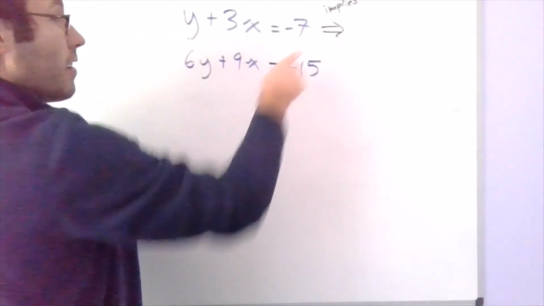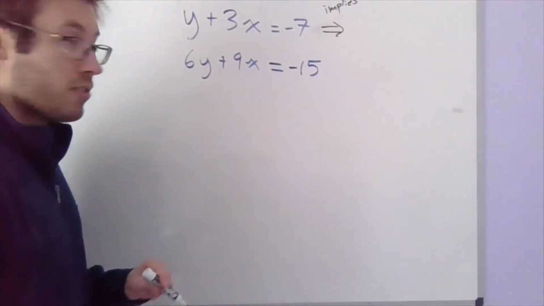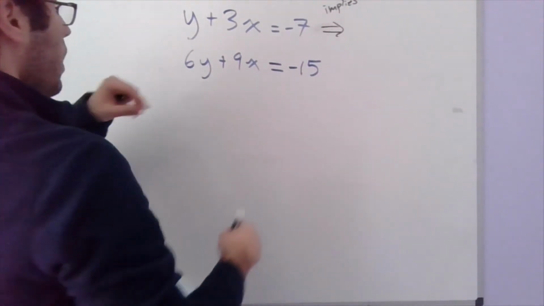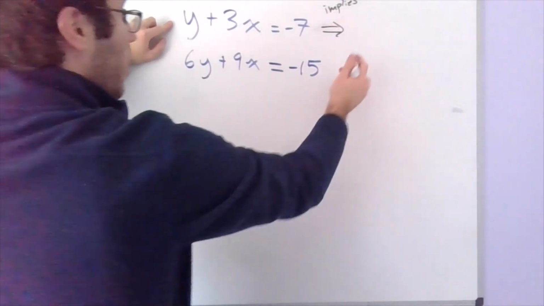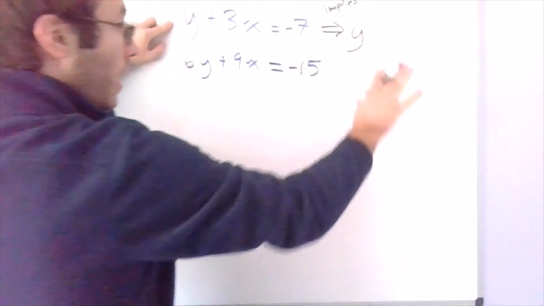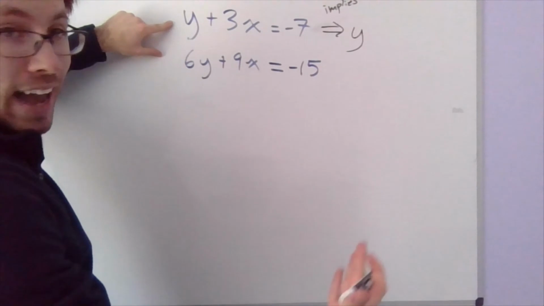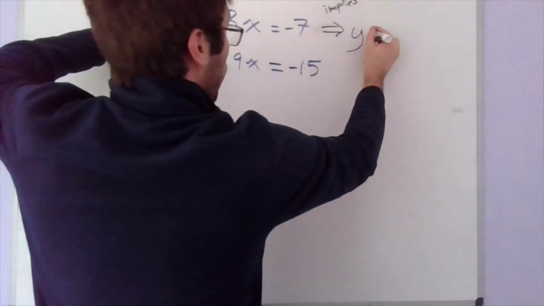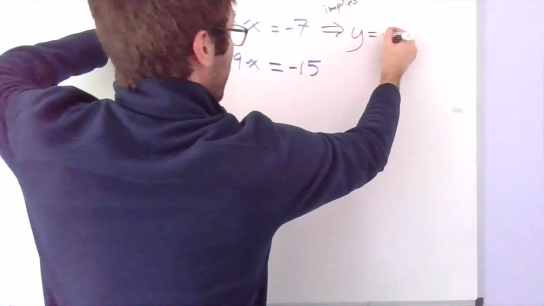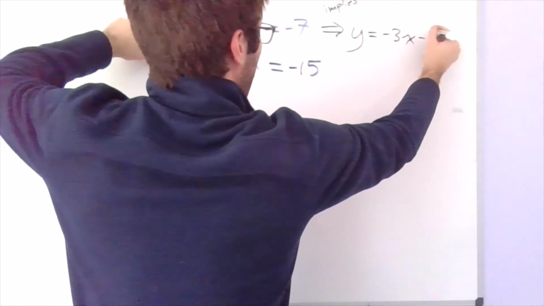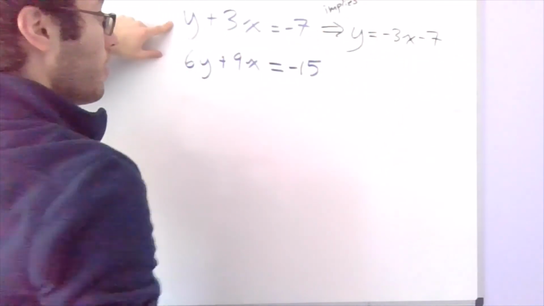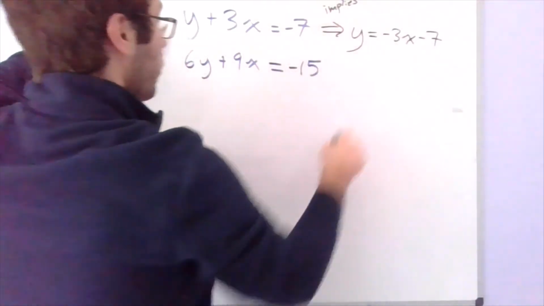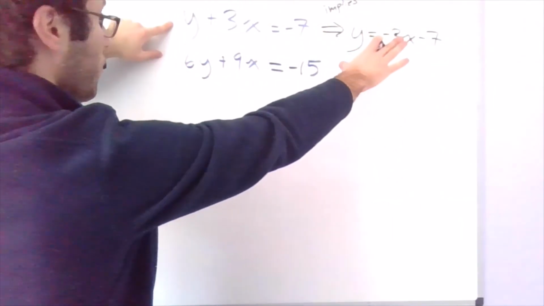That's a symbol for implies. Very important that you understand those symbols are different here. So I have y plus 3x is equal to -7. In other words, I can get y by itself. I can get it in terms of x. So I get y equals -3x minus 7. I'm moving the 3x over to the other side, so I get a negative. And there's my -7, so I get this equation over here.